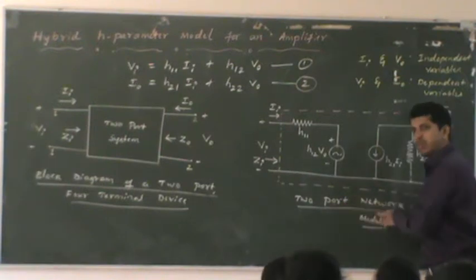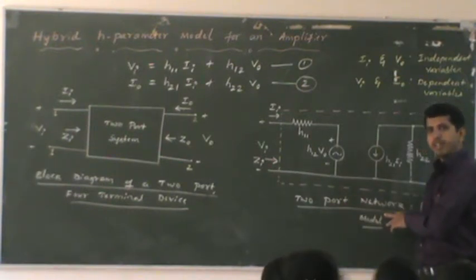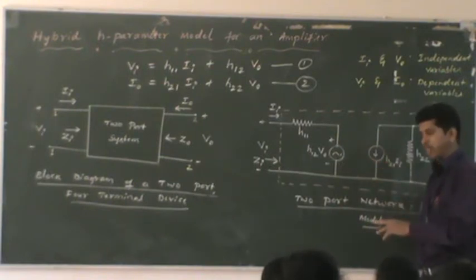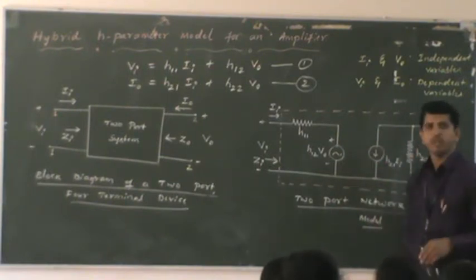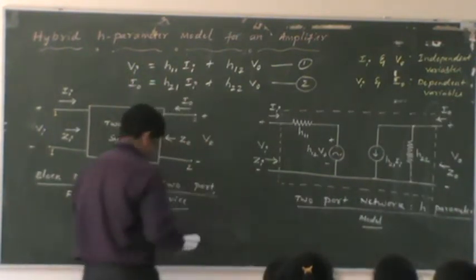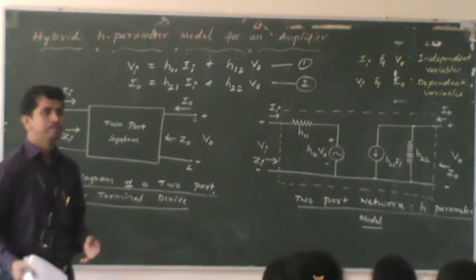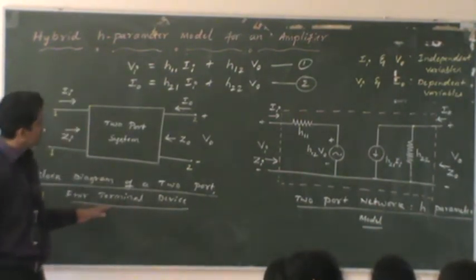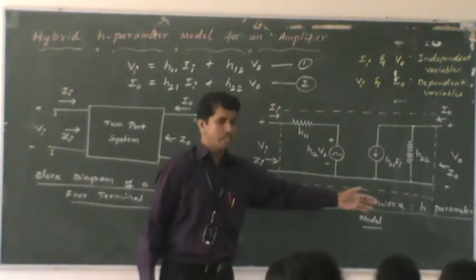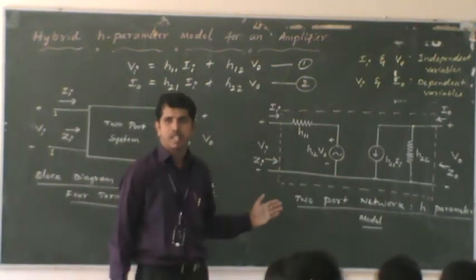Hybrid parameters cannot be used for field effect transistor. We have a different model for field effect transistor. But anyway, this model can be used only for analysis of bipolar junction transistors. So go through this. If you have any question, you can ask it. So far, if you observe the block diagram, the equations and the network, it does not give any information about the bipolar junction transistor.